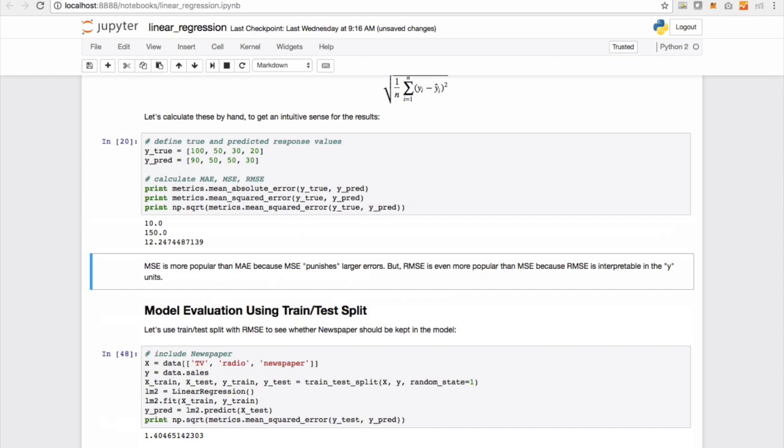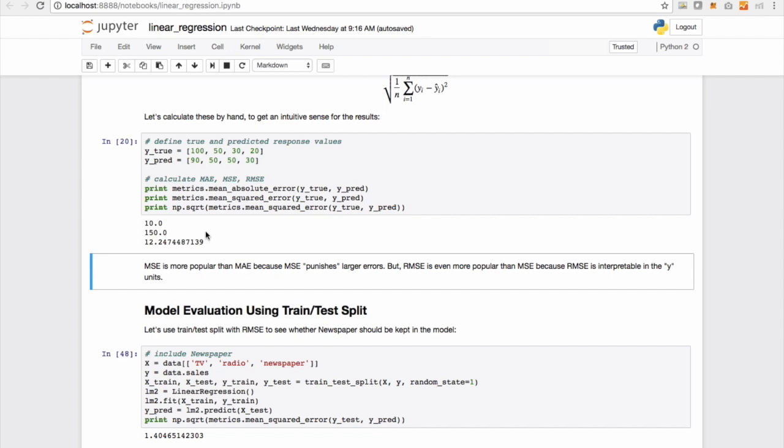Usually mean squared error is more popular than mean absolute error because mean squared error punishes large errors. What do I mean by that? If you take into account the first observation, the true value is 100 and the prediction is 90. What is the absolute error? It's 100 minus 90, which is 10. What is the squared error? 100 minus 90, which is 10, and then square it, you get 100. So you're basically placing a large penalty when you make a mistake. And that helps our learning algorithm to optimize better.